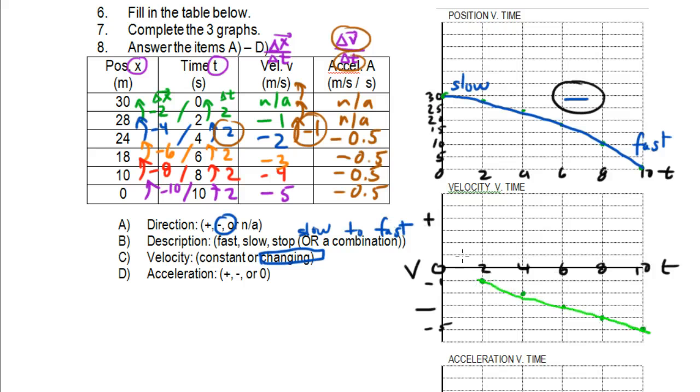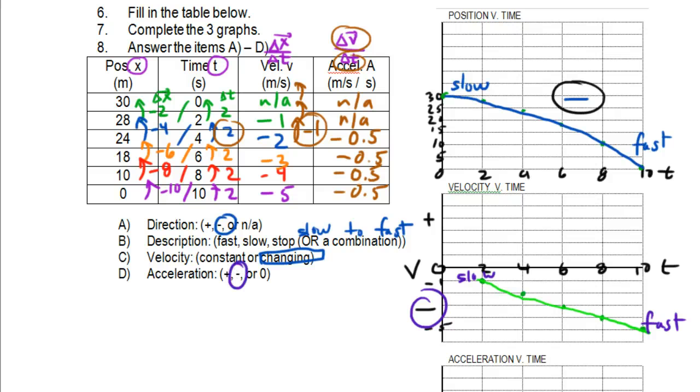And notice, if you're close to the 0, you are slow. If you're farther away from the 0, you're faster. Makes sense. I'm in the negative region. Now I can look at this. The slope of this line is negative, so I've got negative acceleration.